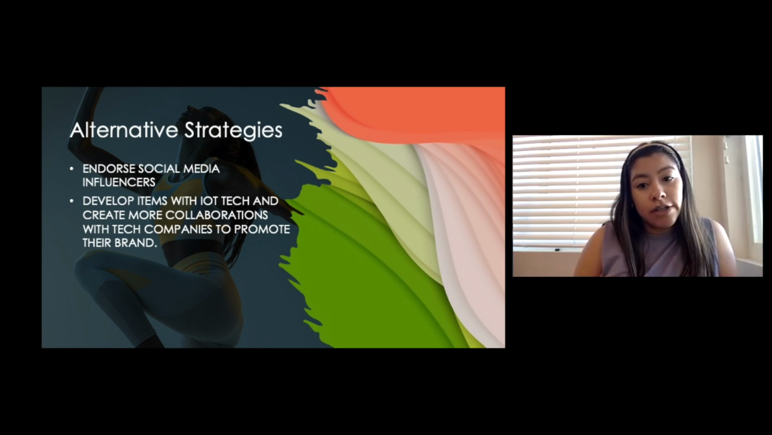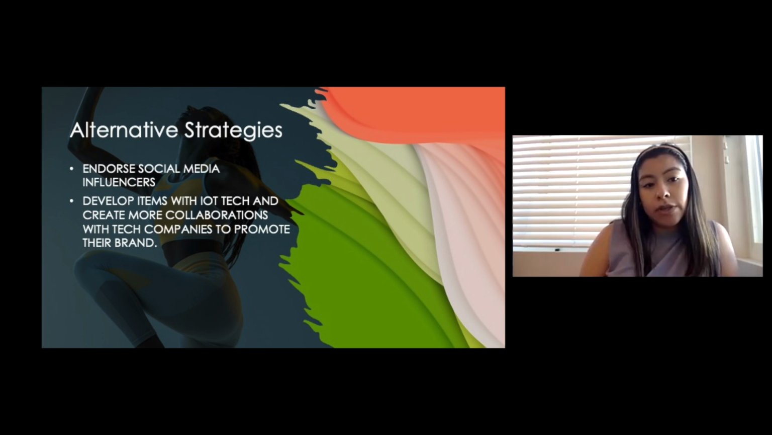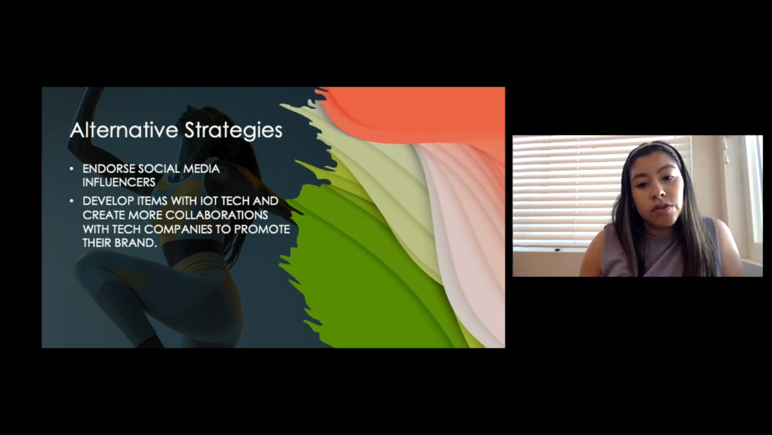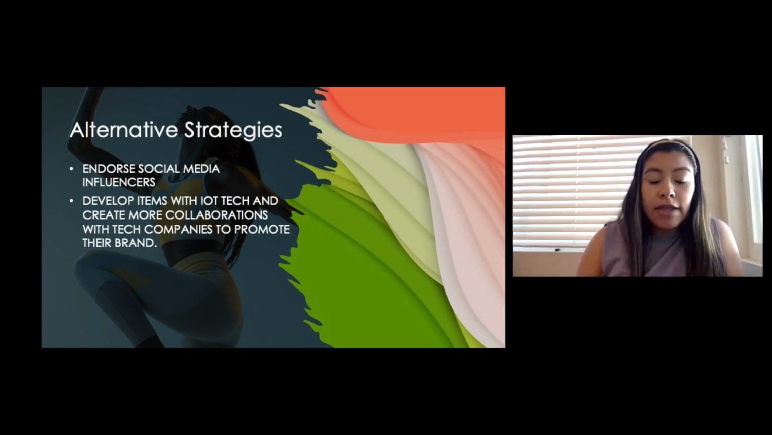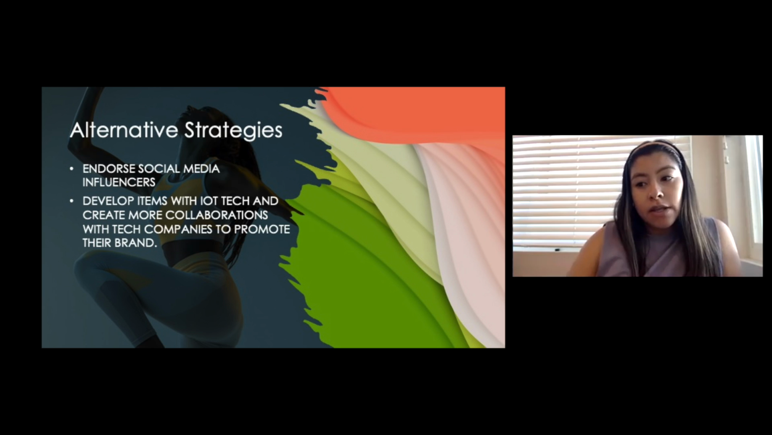Now, the second alternative strategy is to develop items with Internet of Things tech and collaborate with companies like Apple. They did collaborate with them, and they had an item, the Fuel Band. However, they didn't see eye to eye with it due to it not meeting the strategies that the company wanted to continue with. So they decided not to move forward with it. However, it was successful, and if they continue to develop more of these tech items, it will allow them to have a presence in the tech industry. Now I'm gonna pass it over to Leah to go over the recommendations.